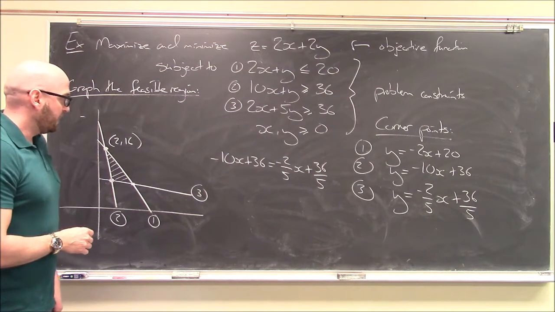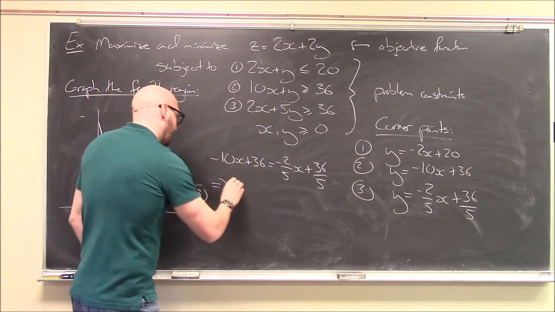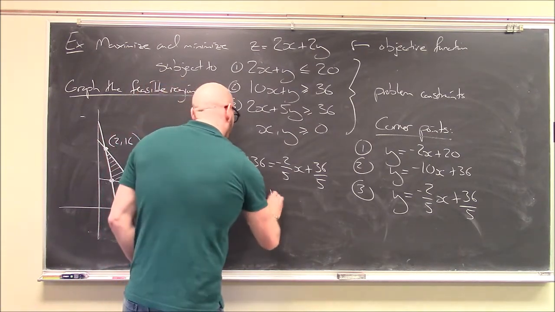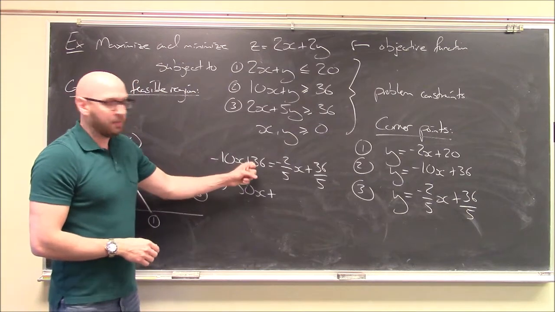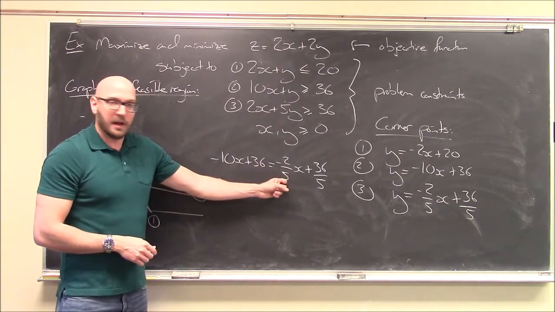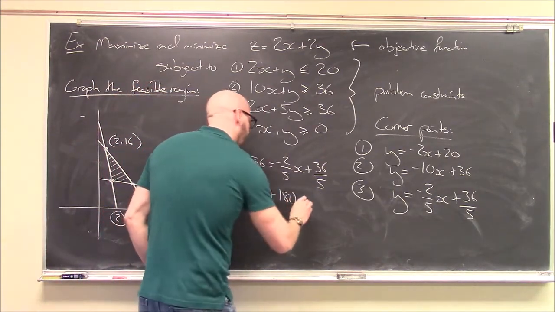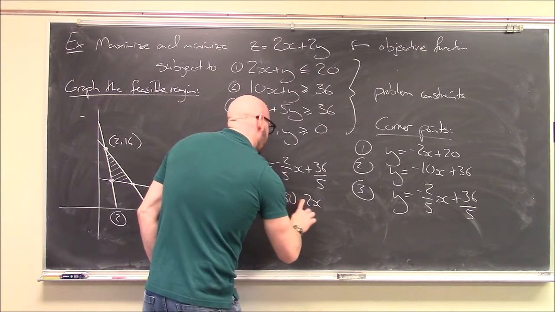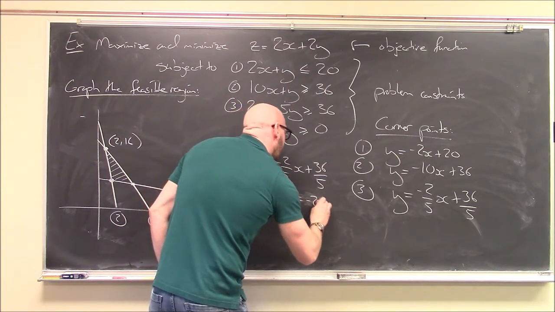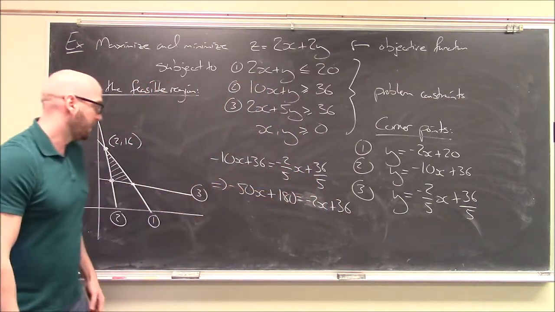I want to solve for x, so I'm going to multiply both sides by 5. Unfortunately, these numbers are kind of big, but multiplying both sides by 5, I'm looking at minus 50x plus 36 times 5. 30 times 5 is 150. 6 times 5 is 30, so 36 times 5 is 180. Minus, oops, don't have quite enough space, equals minus 2x plus 36, right? Multiplying both sides by 5.